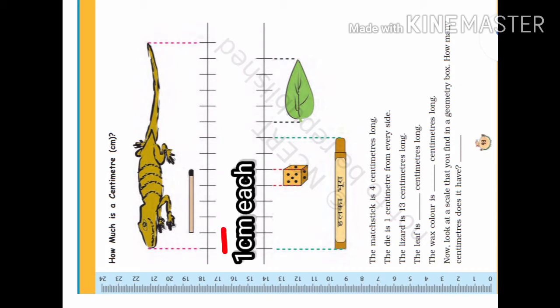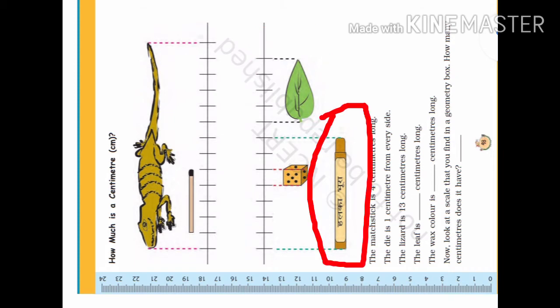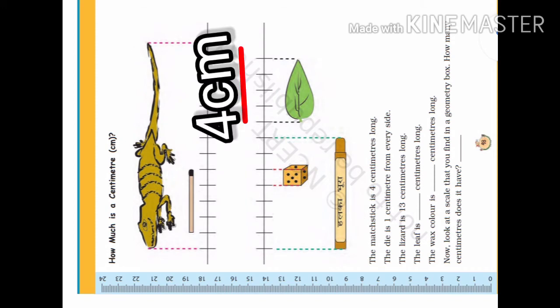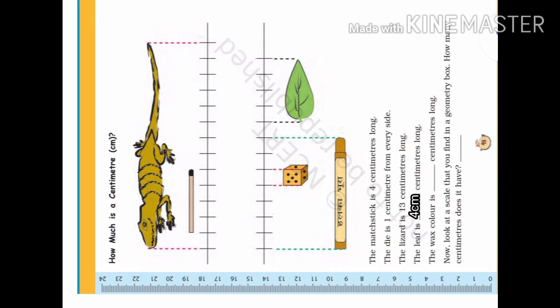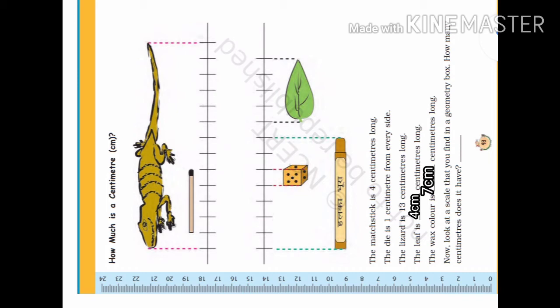Okay, and then knowing that every division is 1 centimeter, you have to find out how long is this leaf and how long this color wax is. Okay, see, you measure the leaf, it will be 4 centimeter long, and then this color wax, how long it is, 1 2 3 4 5 6 7 centimeter long. You count them, okay, from your book. If you count them, you can find out that it is 7 centimeter long.